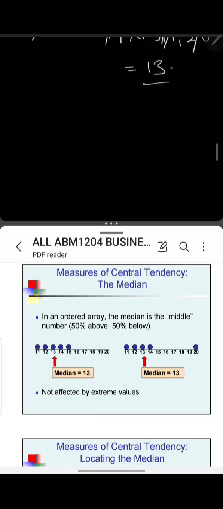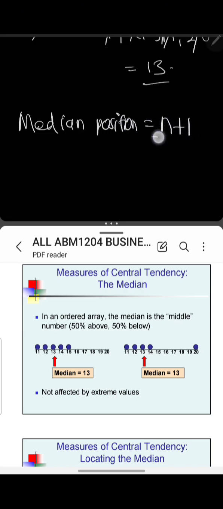To calculate the median, we shall first find the median position, which will be the number of items plus 1, divided by 2. So you realize there are two scenarios: an odd scenario and an even scenario. And we handle those scenarios differently.